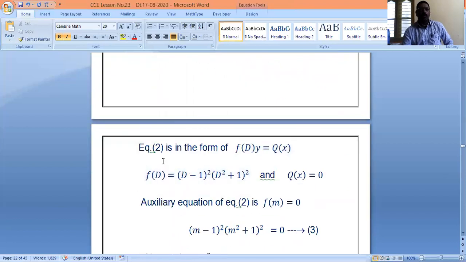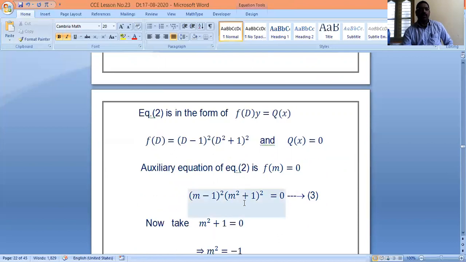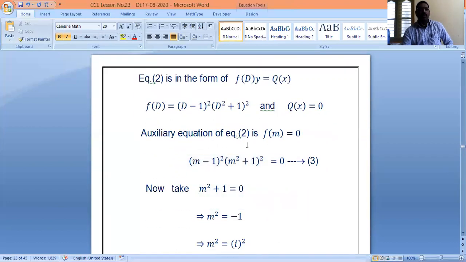Now equation 2 is in the form f(D) y = Q(x). Here f(D) = (D − 1)² (D² + 1)², and Q(x) = 0. Here the auxiliary equation of equation 2 is f(m) = 0. Therefore, (m − 1)² (m² + 1)² = 0. Let this equation be 3.